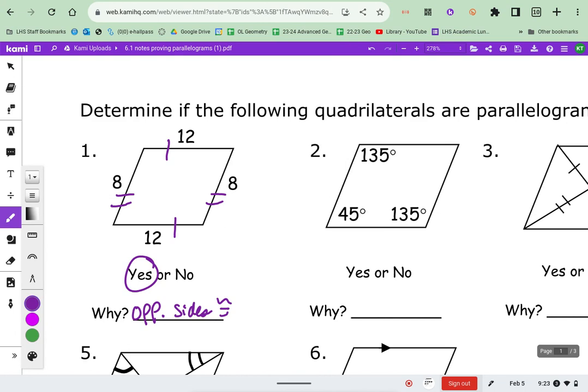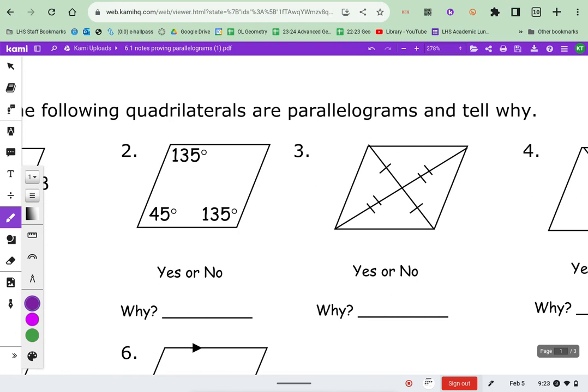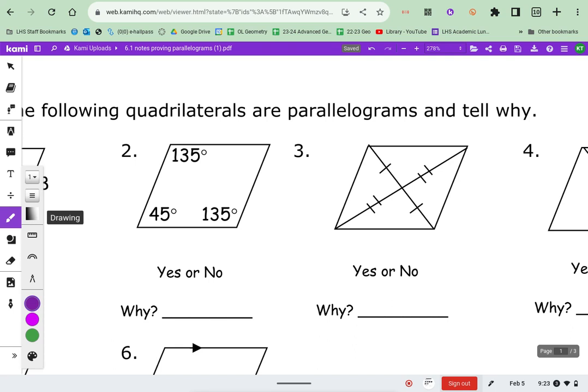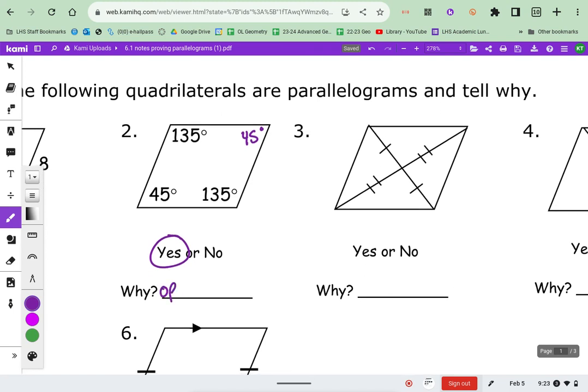All right. For number 2, we would need to solve for that missing angle. By the way, quadrilaterals always have 360 degrees on the inside. Like triangles have 180, quadrilaterals have 360. So real quick, go ahead and solve for this missing angle. Let's see what it is. And you get 45, right? Which means opposite angles are congruent. And so yes, that's one of our ways we can prove a parallelogram. So opposite angles are congruent.